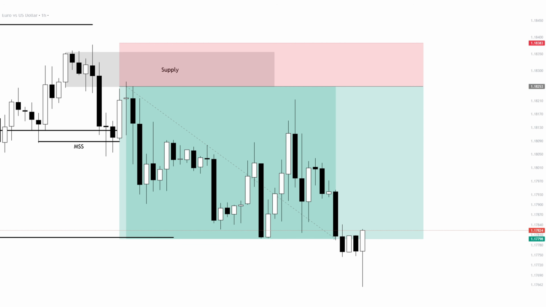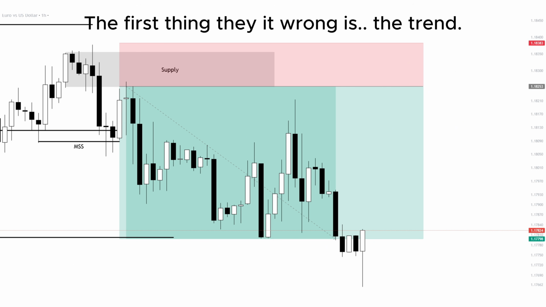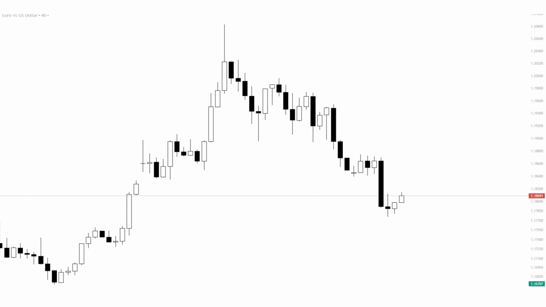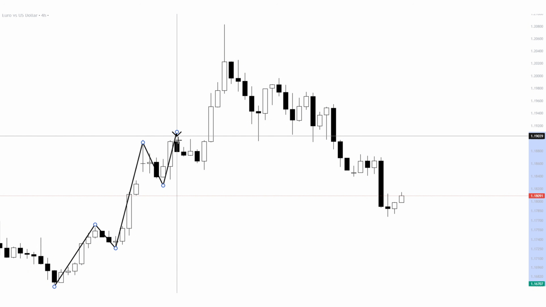Most traders will struggle to find a setup like this, and that's because there's way more market analysis to be done than they realize. And the first thing they get wrong is the market's trend. So let's get started. The best way to identify the overall trend is to start analyzing the high time frame price action. Most of the time, high time frames will have a cleaner and simpler price action, so the trend will be easier to understand.